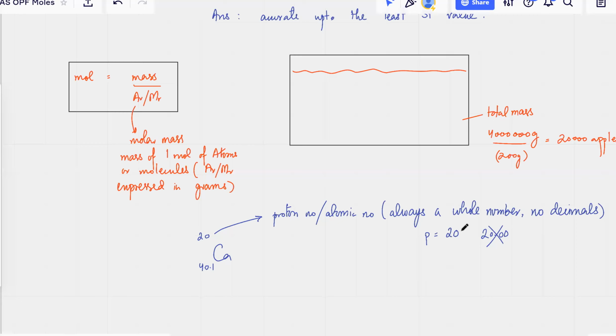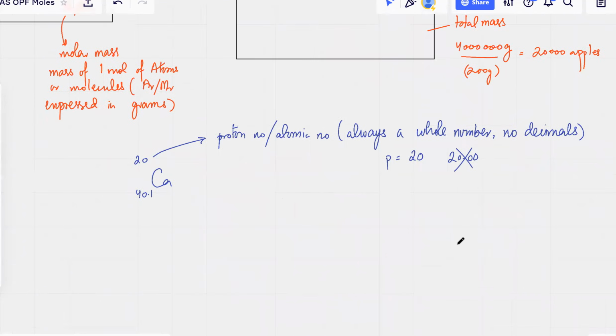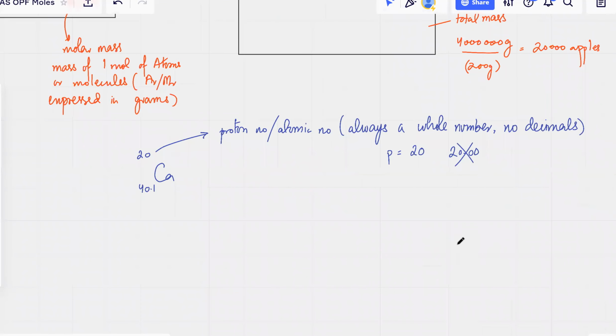Okay, you have to be very clear. If they're asking for proton numbers and you have to write the number, you lose 1 mark if you write 20.0, because that tells them you think that it can be in decimals, but it can't be in decimals. Always a whole number. Okay, is this clear to everyone? Yes or no? Yes, sir. Now the other point, what's 40.1?